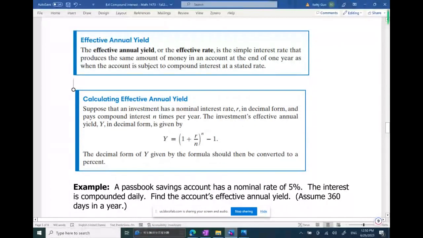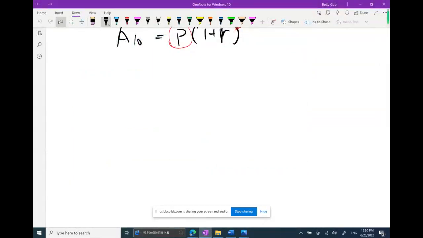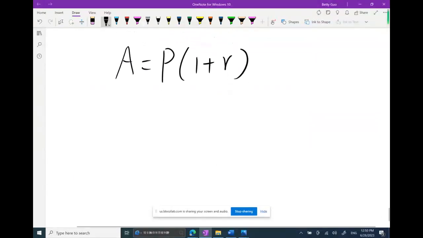Suppose that, okay, effective annual yield. The effective annual yield or the effective rate is the simple interest rate that produces the same amount of money in an account at the end of 1 year as when the account is subject to compound interest at a stated rate. So we are going to use the definition of effective rate to derive the formula.